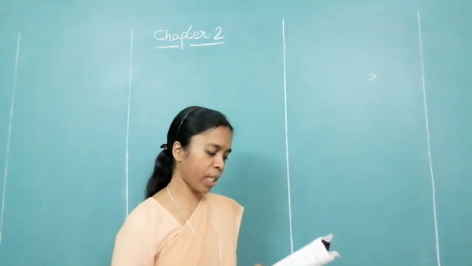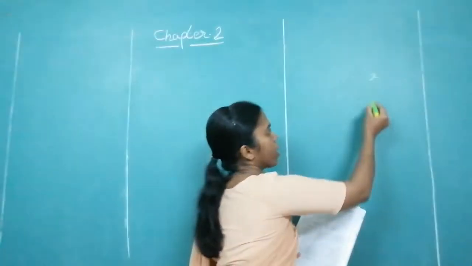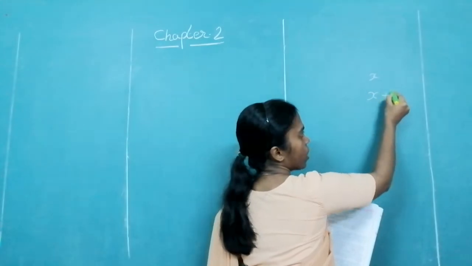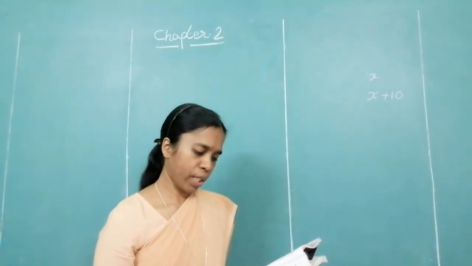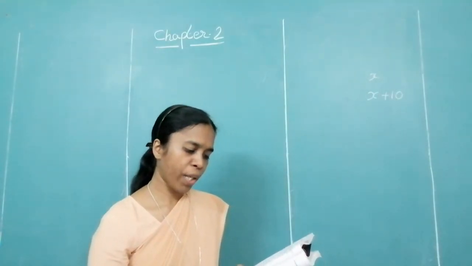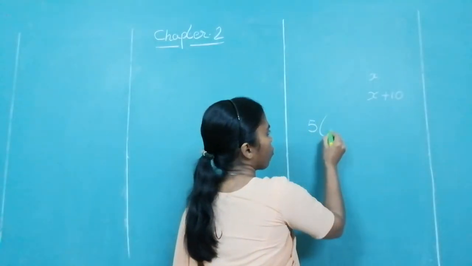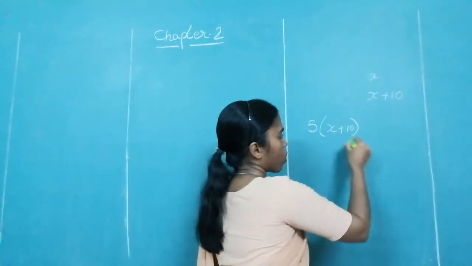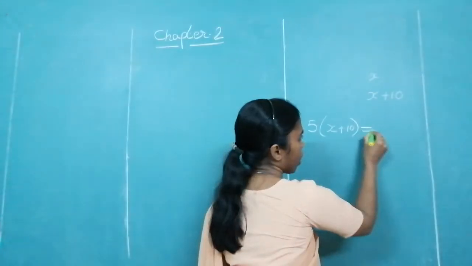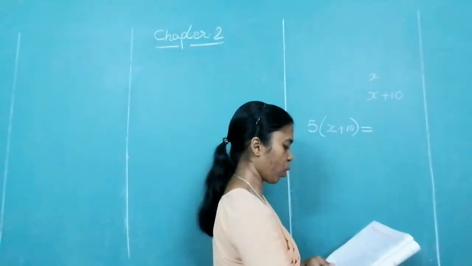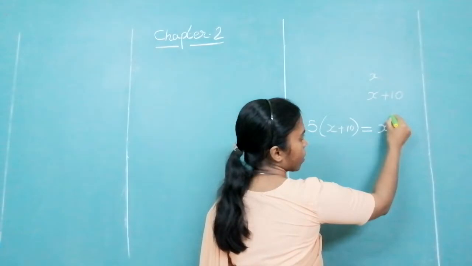What is the condition given for the second? Scored 10 marks more in the second than in the first. So in the second he scored 10 more. 10 more means plus 10. Okay? Write the statements. Now, according to the given condition, what is the given condition? 5 times the score of the second test. This is the second test. 5 times means 5 multiplied by. 5 times the score of the second test is the same as, same means equal to, the score in the first test. What is the square of the first test? First test was x, square means this.